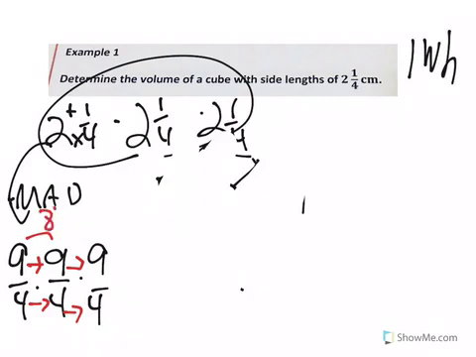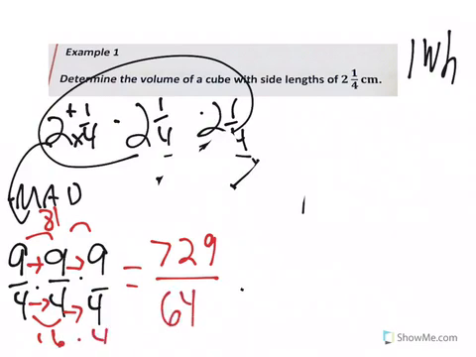As we multiply, we just multiply straight across. 9 times 9 is 81. 81 times 9 is 729. 4 times 4 is 16, times 4 is 64. So we have 729/64 centimeters cubed. And of course we can simplify that by dividing 729 by 64. For purposes of time in the video, we won't do that now, but you know how to simplify that.